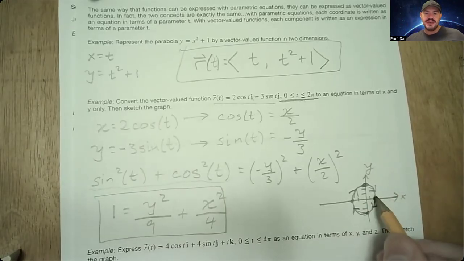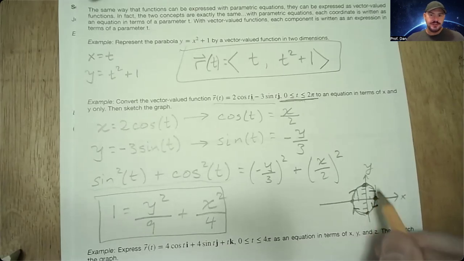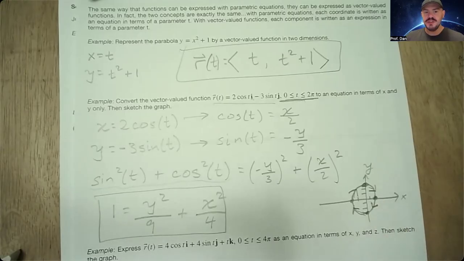So essentially, we have this ellipse, and we're traveling clockwise around the ellipse, starting at the right side. And it's exactly 1 revolution. There we go. That's it.